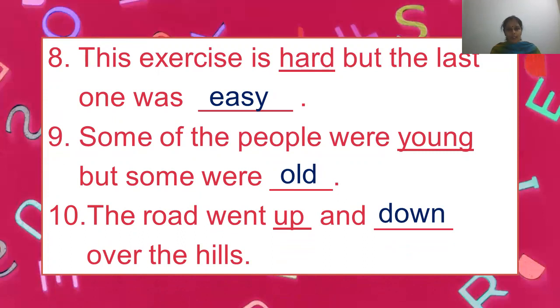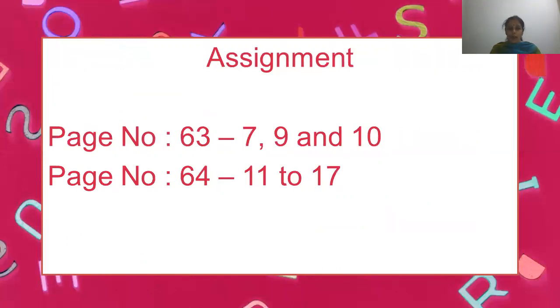Now the rest of the questions given, that is 11 to 17, is again homework for you all. You all are going to do it on your own. Again, you're going to read the sentence and write down the opposite of the word underlined. Okay? So totally you have page number 63, questions 7, 9 and 10 as homework, and page number 64, questions 11 to 17 as homework. Okay, children? Clear? Then that's all for today.